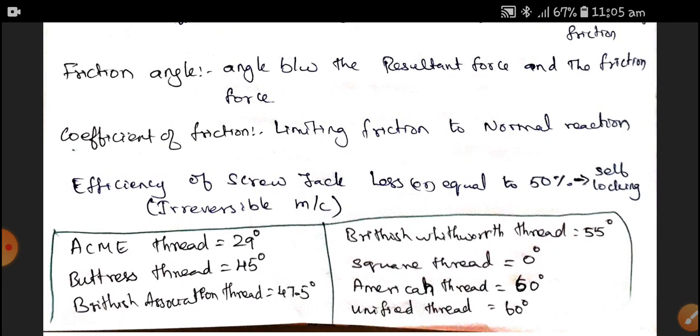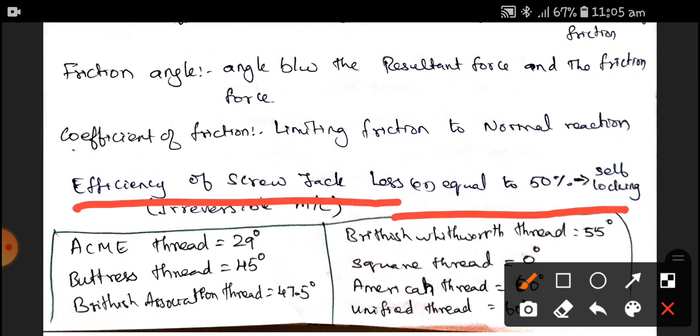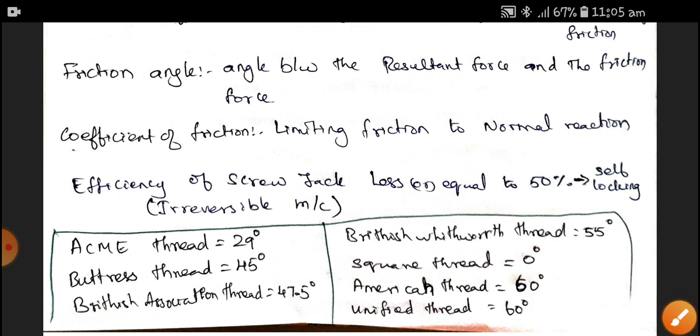Okay, here you have a very good example: where the efficiency of the screw jack is less than or equal to 50%, it is called self-locking, and it is an irreversible machine. When the machine is said to be reversible, the efficiency is more than 50%, that is an overhauling screw.